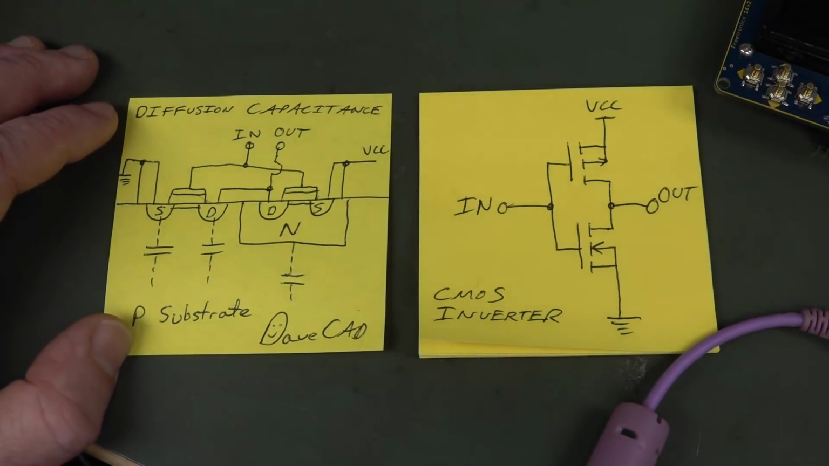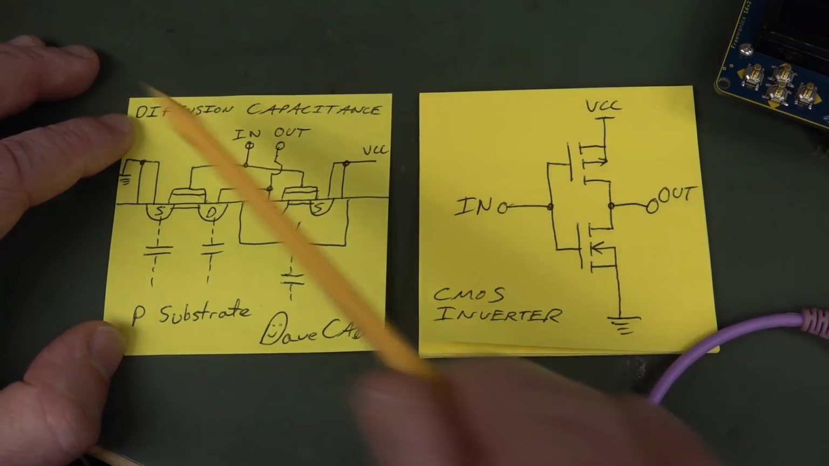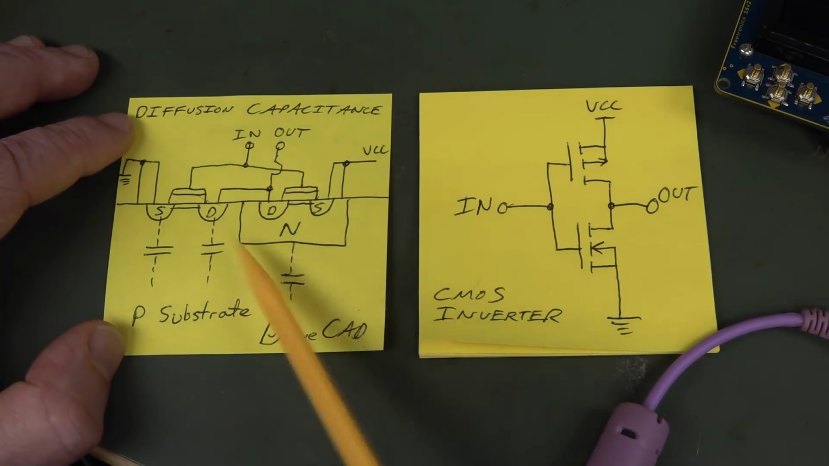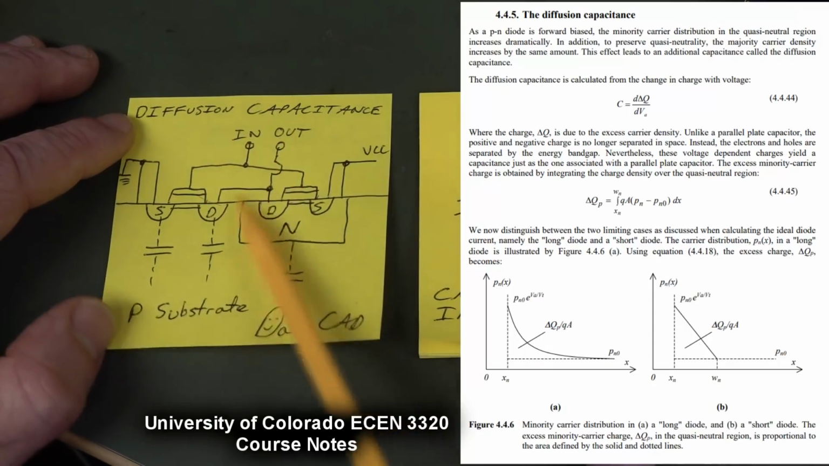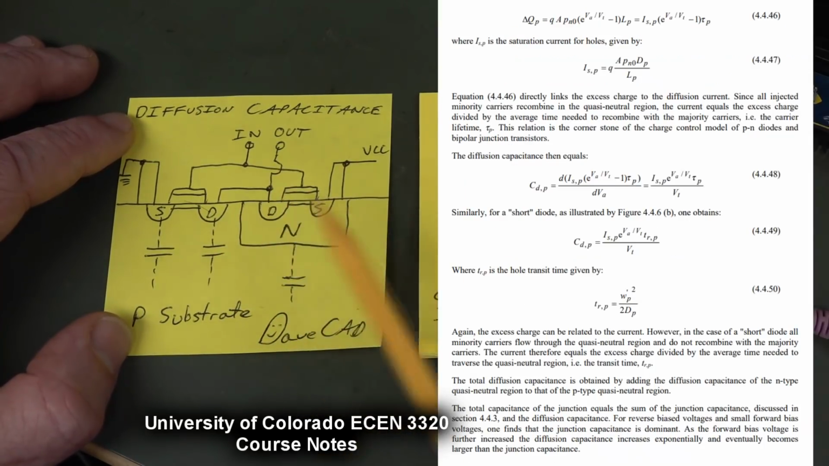Hi, just a quick video to show you a neat way that you can potentially reduce power consumption in your microcontroller products. And it has to do with the phenomenon called diffusion capacitance. And, well, we won't go into the whole physics of it because it kind of is advanced semiconductor physics about how it all works.